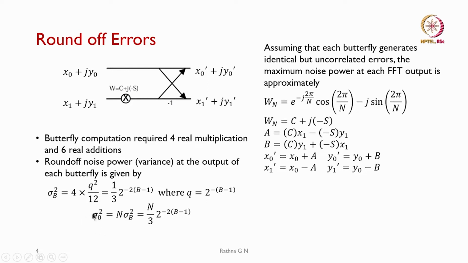So, the noise power for n stages is going to be sigma naught squared, which is nothing but n into sigma b squared. When we substitute our butterfly sigma b squared, it becomes n by 3 into 2 to the power of minus 2 minus b minus 1.